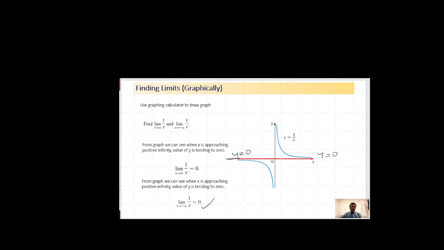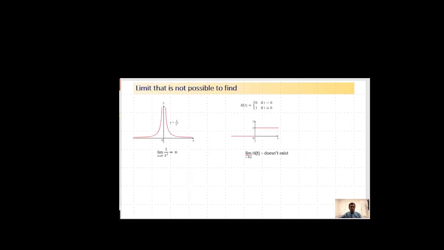Not in all cases is a limit possible, and in some cases it's not possible to find it out. What are those cases? One is where the function is defined in this way: if the value is less than 0, then the value is 0, and if the value is greater than or equal to 0, then it's 1. In this case, we cannot have a definition of the limit when t is approaching 0, because at this point we have two values. From the left side it is 0, and from the right side it is 1. So in that case, we cannot define a limit.